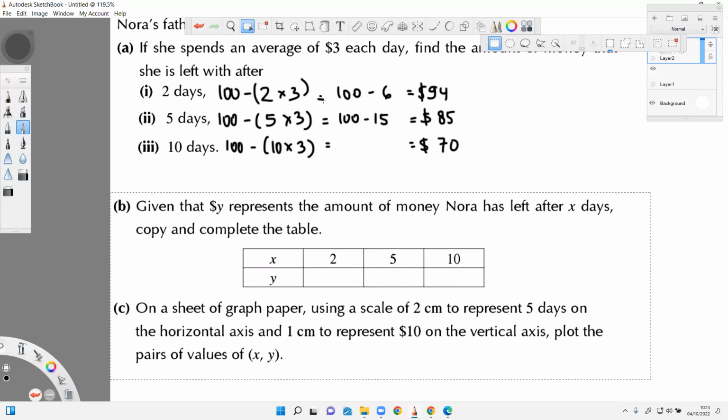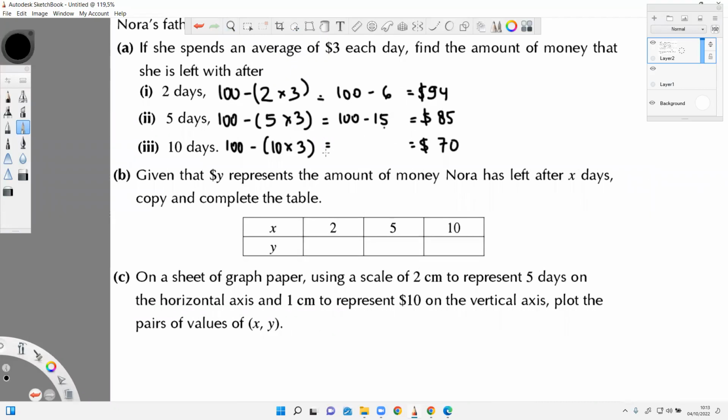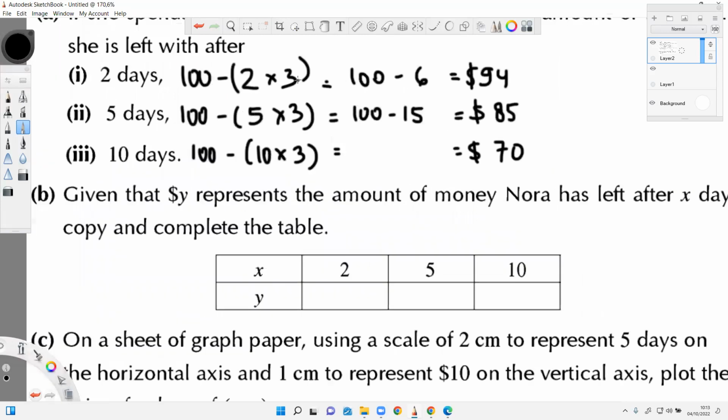Given that y represents the amount of money Nora has left after x days, copy and complete the table. So can you copy and complete the table? If x is 2, what is y? 94, right? You just copy this. And then if x equals 5 days, it is 85. Get the idea, guys? How do I write this number? And this is $70, right? So you just put the proper answer.